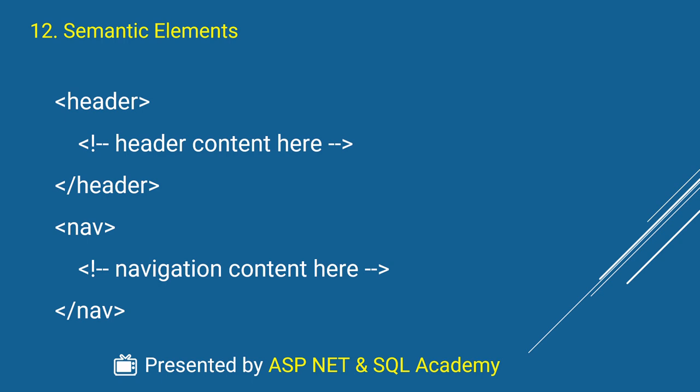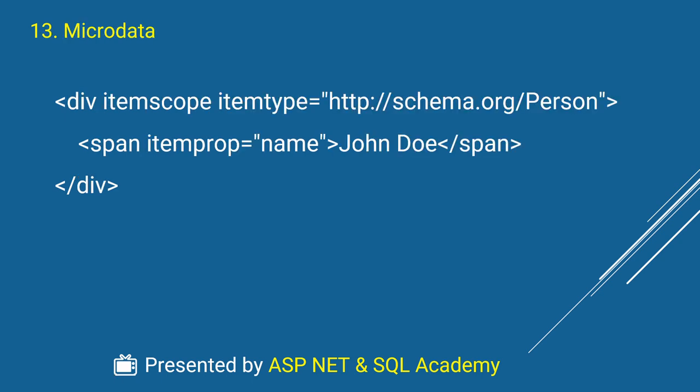Semantic elements are used to define the structure and meaning of a web page. They provide better accessibility and SEO. Microdata is used to add additional metadata to a web page. It is often used for search engine optimization (SEO) purposes.